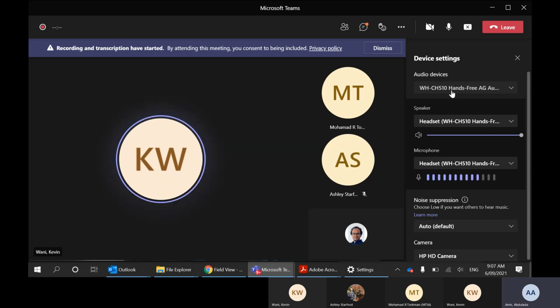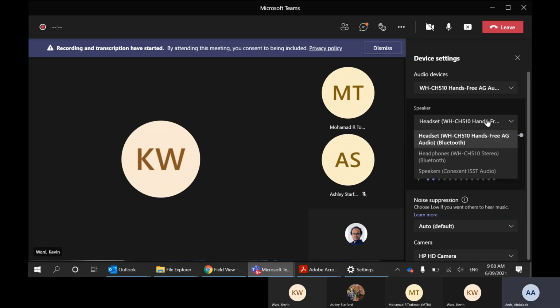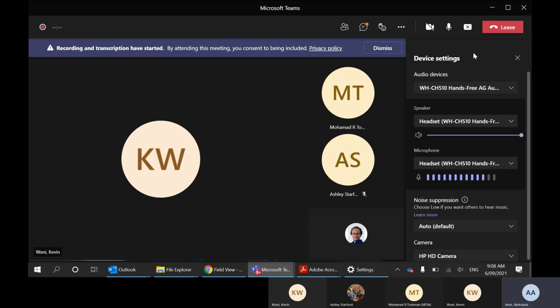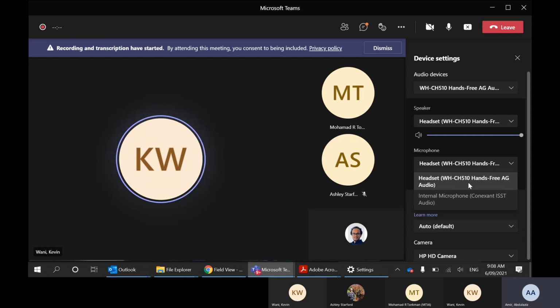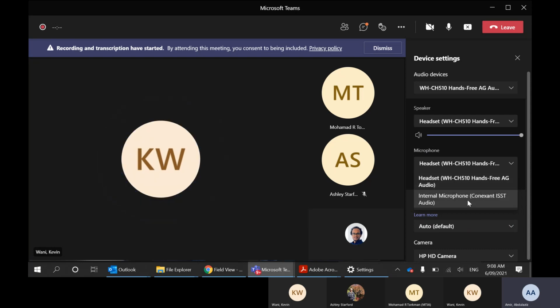Then you need to play with this one: audio devices, speaker, microphone. You told me that you can hear them, but they can't hear you, right? That's right. So if they can't hear you, basically the problem is with the microphone itself, which means you have to change it. If you are using a headset, like I am right now, I have to choose this one. However, if you are using the computer itself, you have to change it to this one, internal microphone.